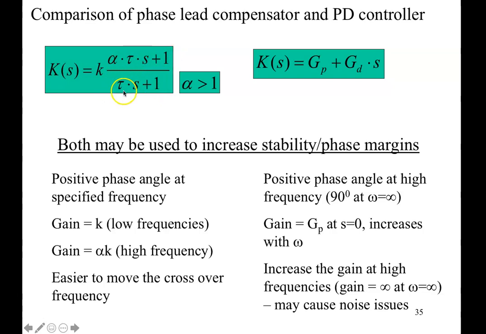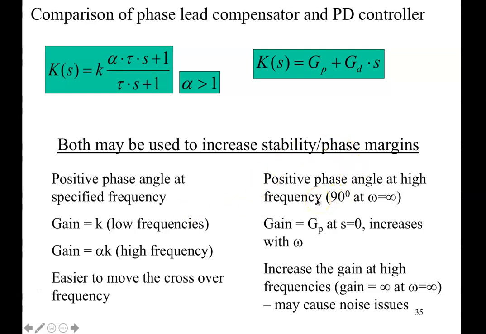Alpha tau divided by tau s, that will be alpha. So in the high frequency region, the gain for the phase lead compensator will be alpha times k, but it is finite. Okay, but also we know that it is easy for us to move the crossover frequency to be where we want them to be.